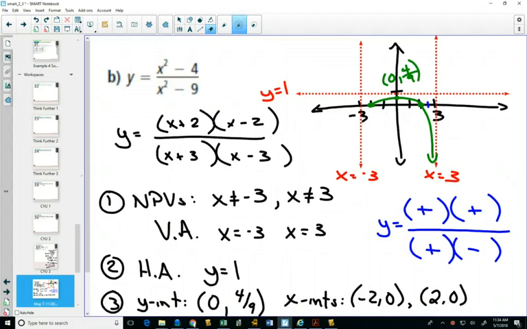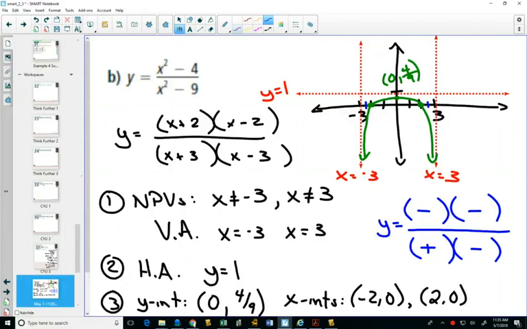Similarly, I could test negative 2.5. Negative 2.5, this will be negative. This will be negative. This one will be positive, and this one will be negative. 3 negatives multiplying and dividing. Will that be positive or will that be negative? It'll be negative as well.